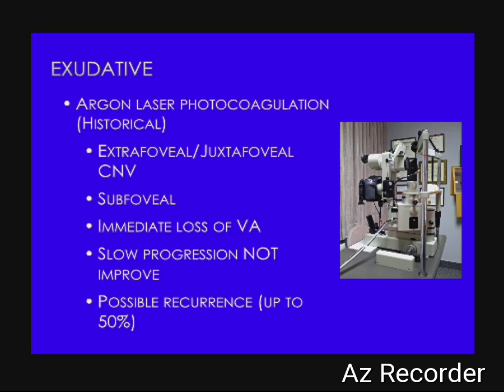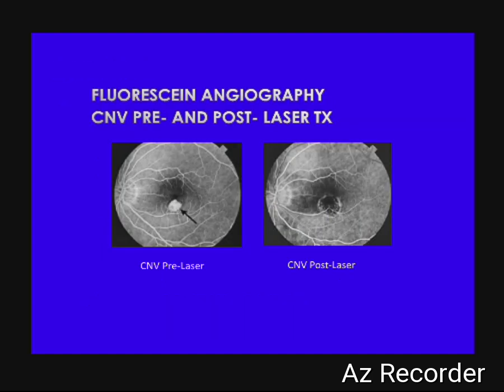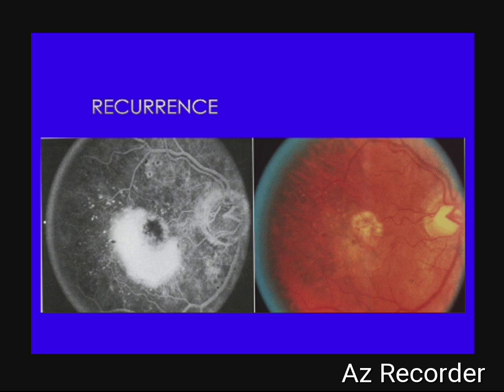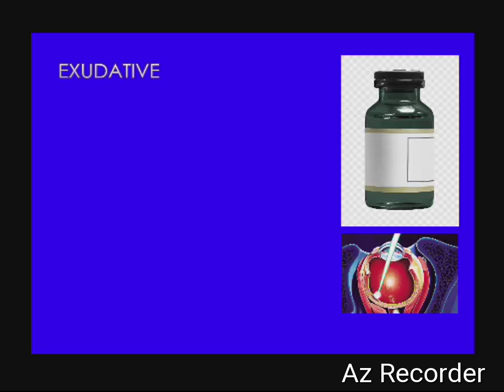Wet AMD. One of the older treatments for wet AMD involved the argon laser. With this treatment, there is immediate loss of vision, and in up to 50% of patients, the problem comes back. And so here we have a fluorescein angiogram. You see the abnormal blood vessels. They're treated with a laser. However, half the time, the abnormal blood vessels come back, and there's further loss of vision.